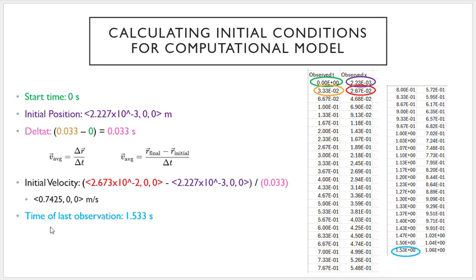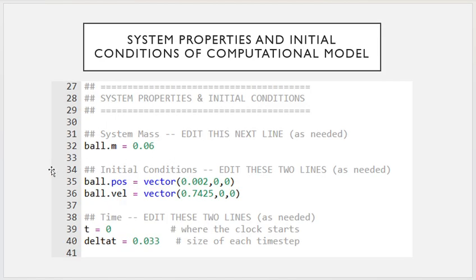Then our next step is to calculate the initial velocity. We do this by V average is equal to the change in displacement over the change in time. Then we plug everything in and we get an initial velocity of 0.7425. Using our calculations from the previous slide, we can set up initial conditions, which is the position of the ball, the initial velocity, and the change in time.